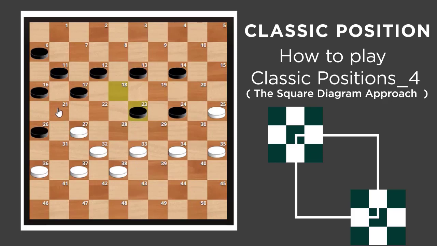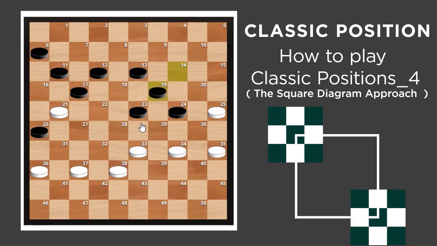We need to play 27-21. So if we draw the square, we see why white should play 27-21. So the exchange is made. Then black will answer this move by playing 14-19.